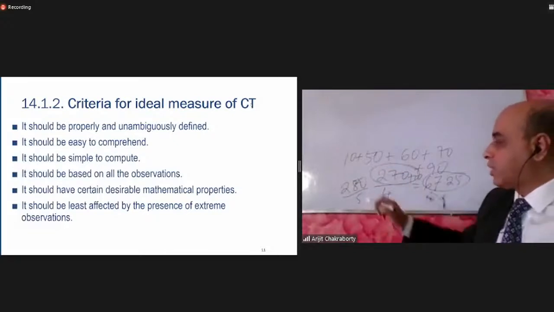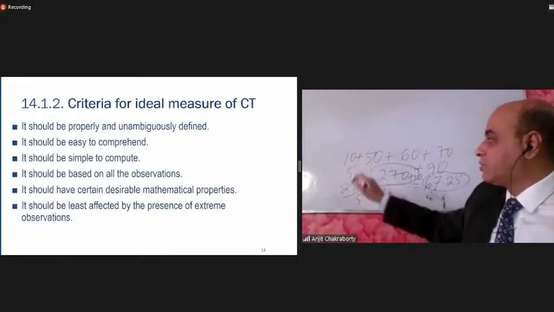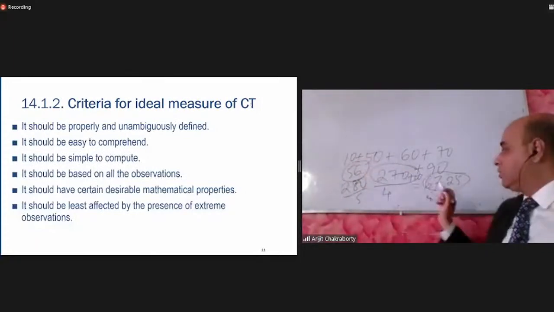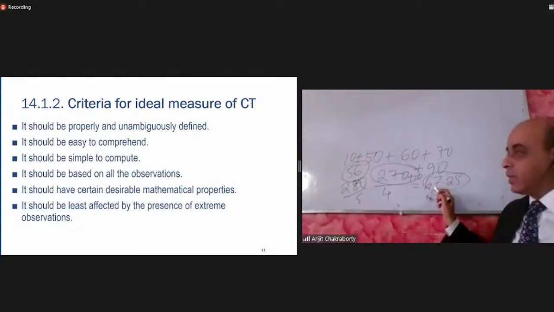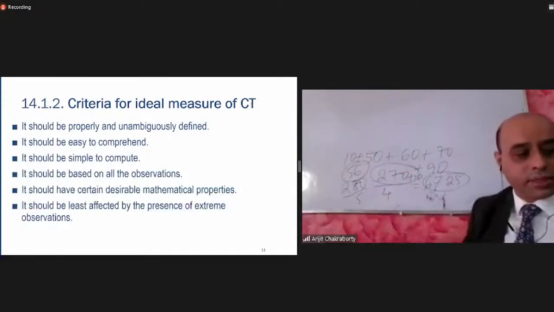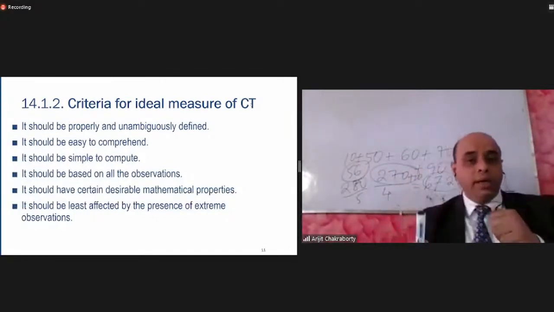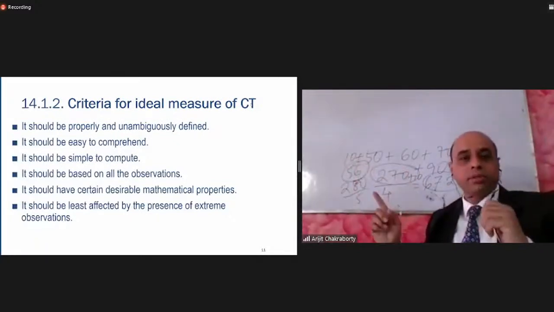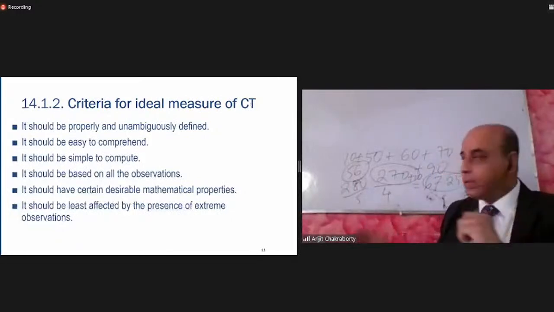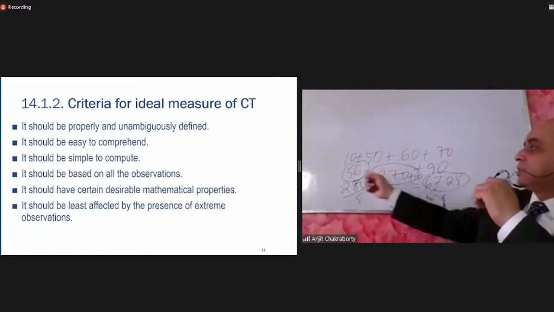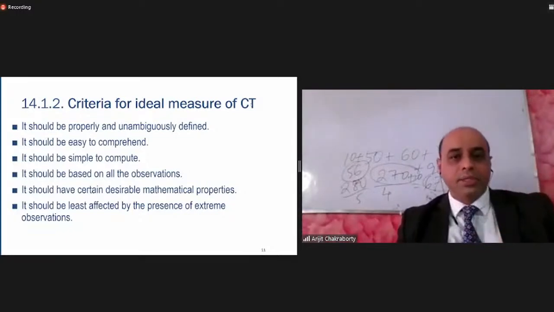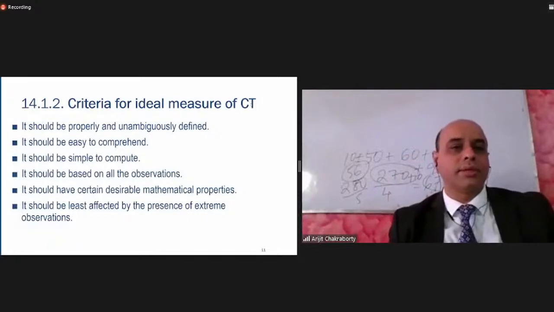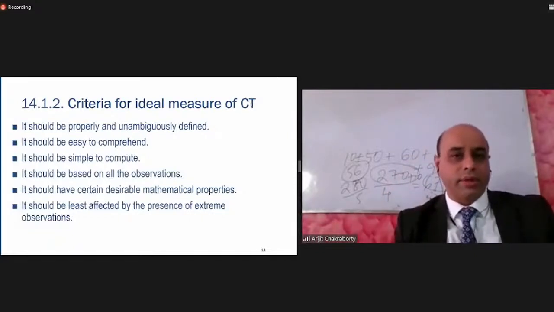So 280 by 5 gives me how much? 5 5s are 25 and 5 6s are 56. So automatically you can see the original average was 67 and now the average has come down to 56. Why 56? Because of one extreme observation, that is 10. Just because of adding one extreme observation, the average has come down from 67 to 56. So this is the problem with certain types of central tendency measure like arithmetic mean.